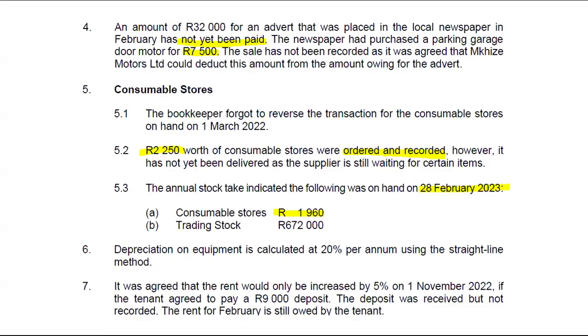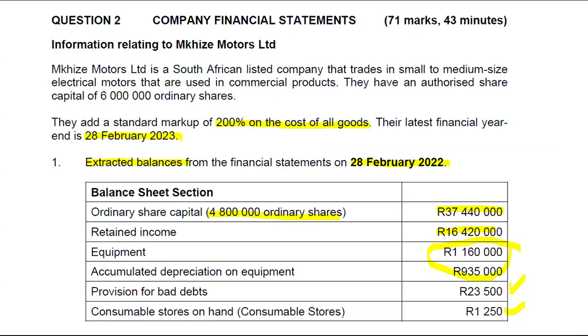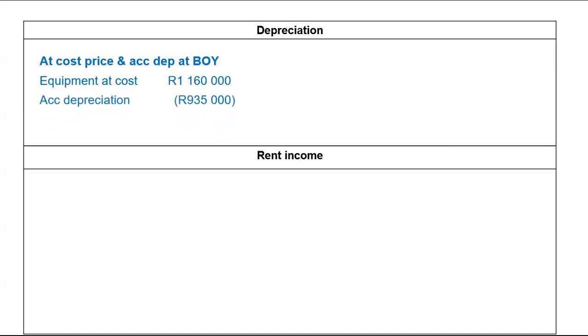The next one, they say depreciation on equipment is calculated at 20% per annum using the straight line method. Now, when I explained this earlier on to my grade 10s, I said to them, you needed to calculate, first of all, cost at the beginning of the year and accumulated depreciation at the beginning of the year. They were given to us. Cost was 1,160,000, remember? If you're wondering where that information comes from, it comes from here. Remember, I highlighted them at the beginning and I said we will need to use those. And then you will minus accumulated depreciation at the beginning of the year. It'll give you carrying value of 225,000.